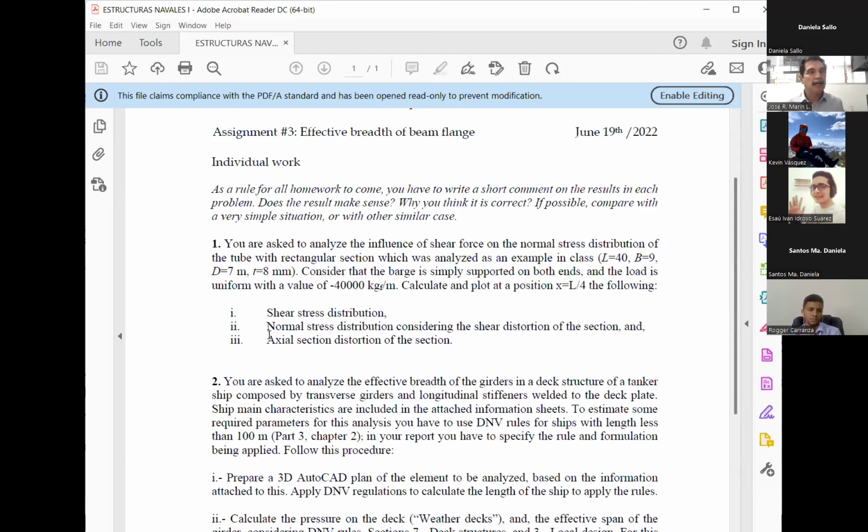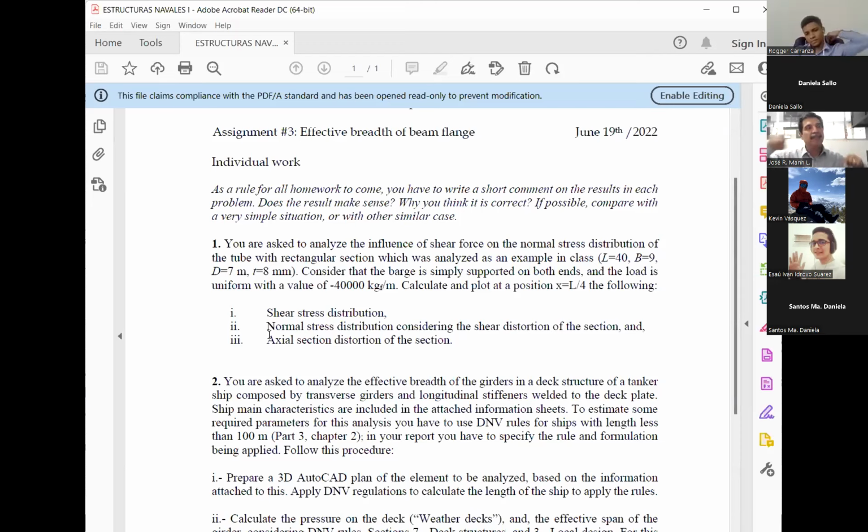Questions about this problem? I made a solution for this using finite elements, and you can see on the deck the variation of the normal stress. Mr. Carranza, do you have any question?